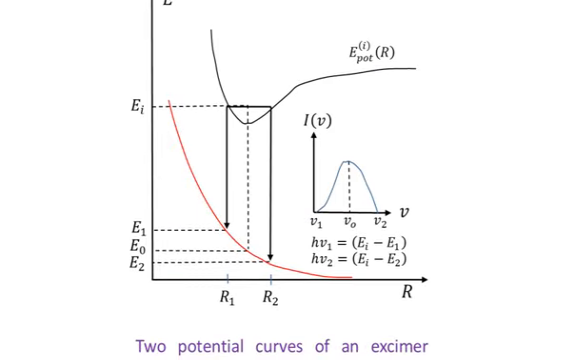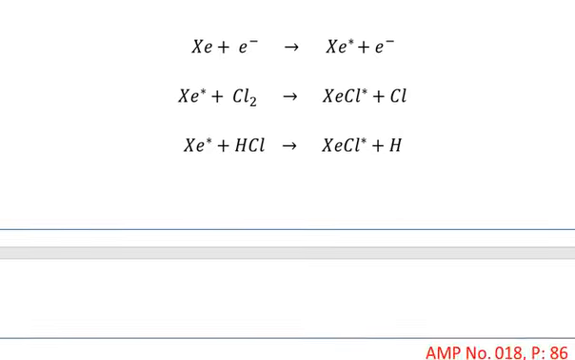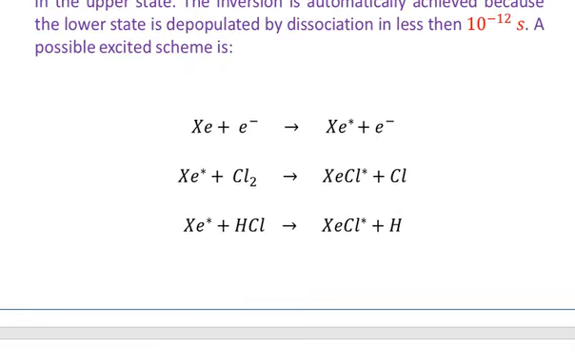And how these excimers could be very useful from a laser point of view, giving you a continuous range of energies, because the upper level is a stable level and the lower level is unstable, so population inversion is achieved in the upper level, and the transitions will give you different wavelengths, in principle a continuous spectrum of wavelengths. And these are some reactions.